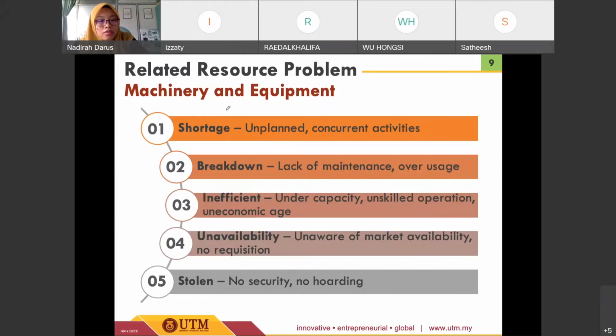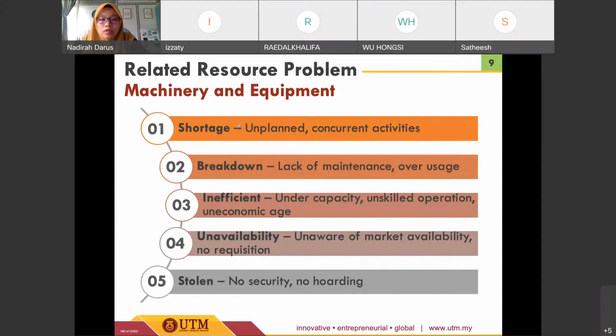Okay, all of these issues need to be avoided, and we try to control and manage them so that they do not occur, so that at the end we can make sure that we have a sufficient capacity of plant and machineries to carry out all the necessary activities. Okay, for the machinery shortage, usually it is due to unplanned or concurrent activities.